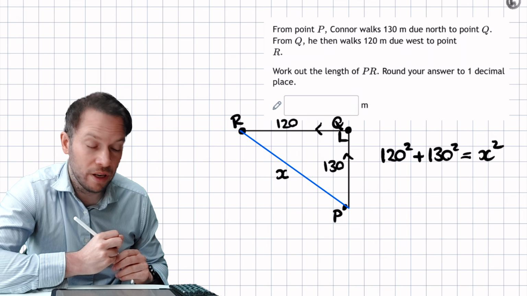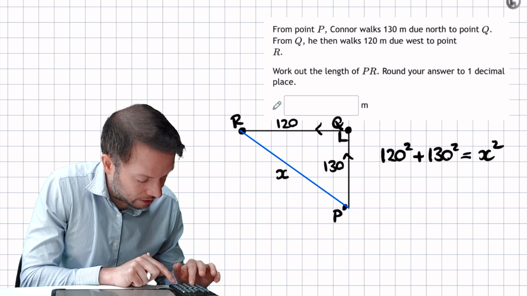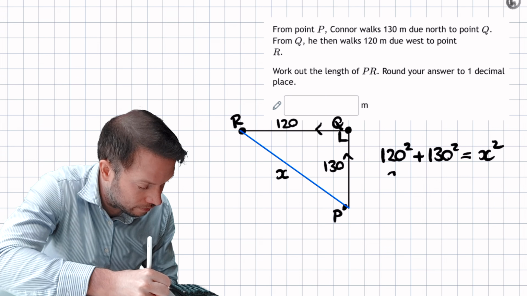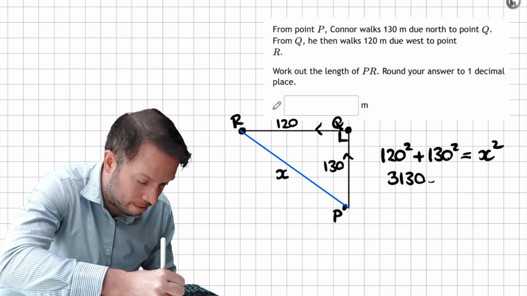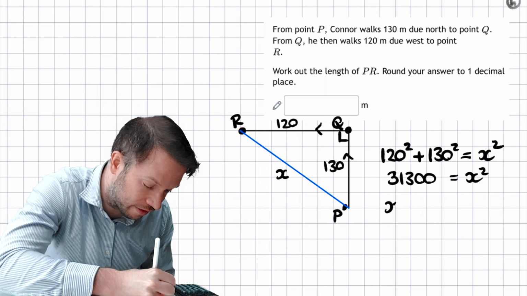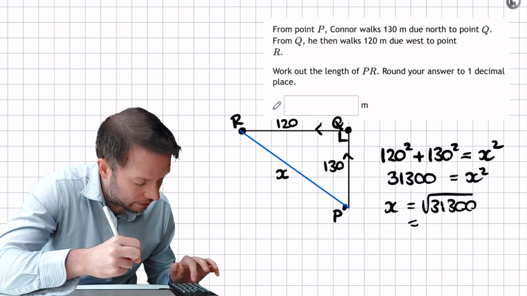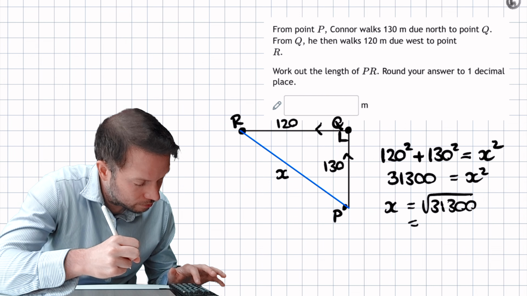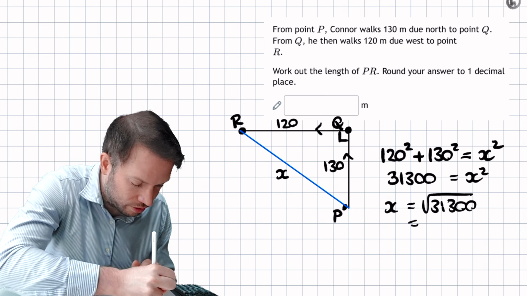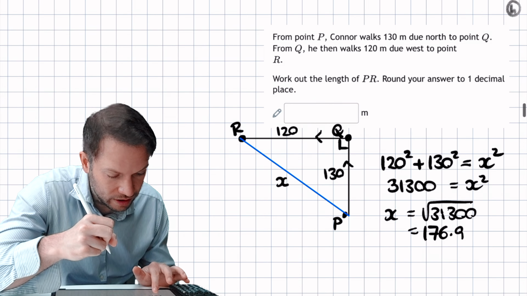And now we can just use our calculator to work out what x is. So let's just do 120 squared plus 130 squared. It is 31,300. And then to get rid of that squared on the x, we just square root both sides. So x is the square root of 31,300. And that is equal to 176.9 meters to one decimal place.